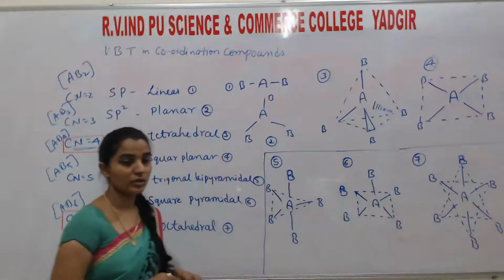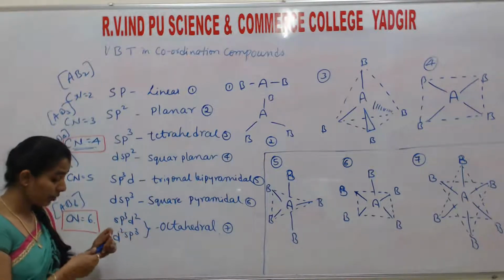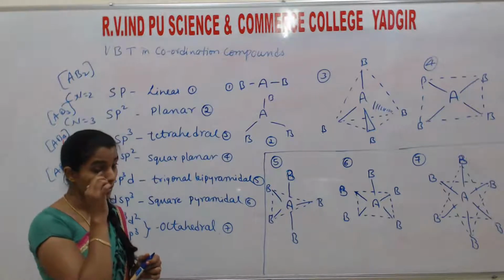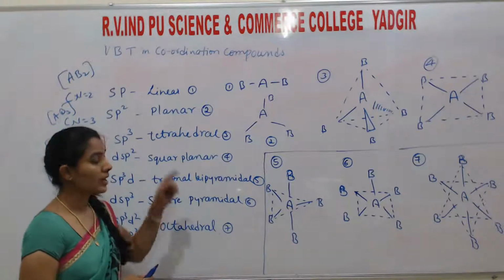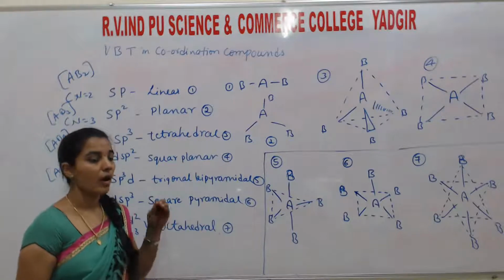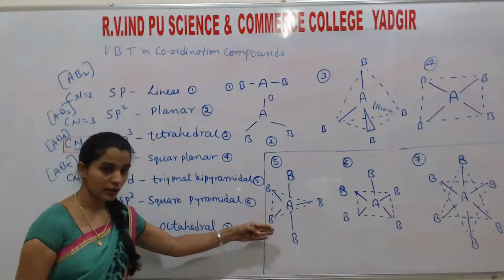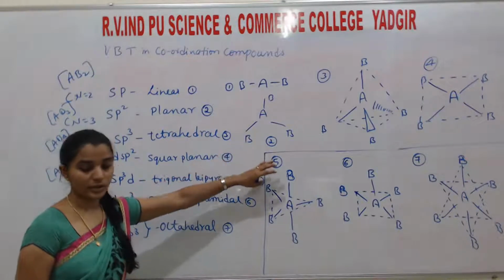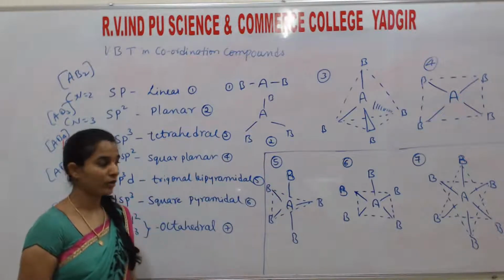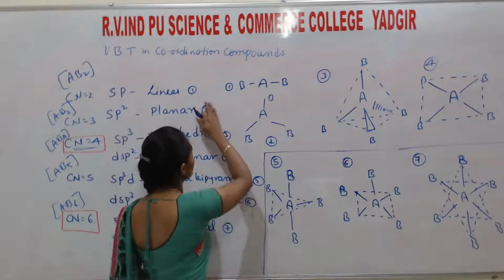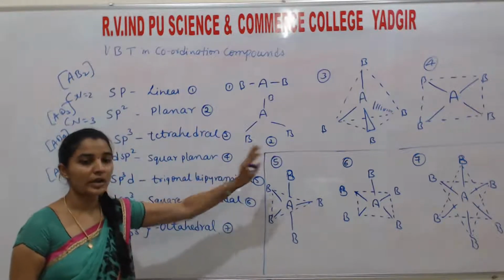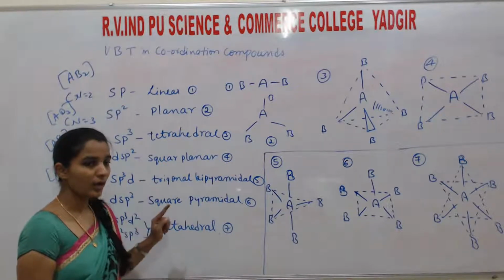This is the octahedral structure. These are what we already called the coordination polyhedron. Coordination polyhedron means the representation of the atoms bonded to the central atom in three-dimensional space. For different coordination numbers, different structures are there. These are the standard structures of these compounds.